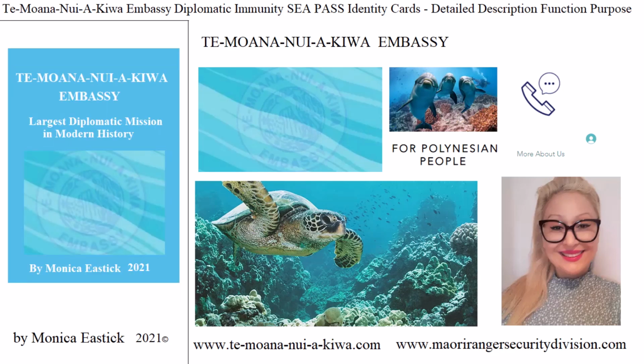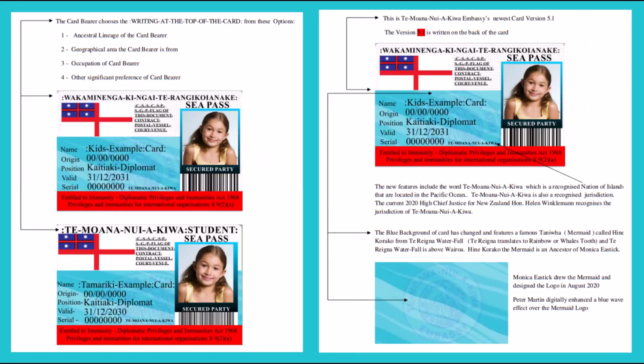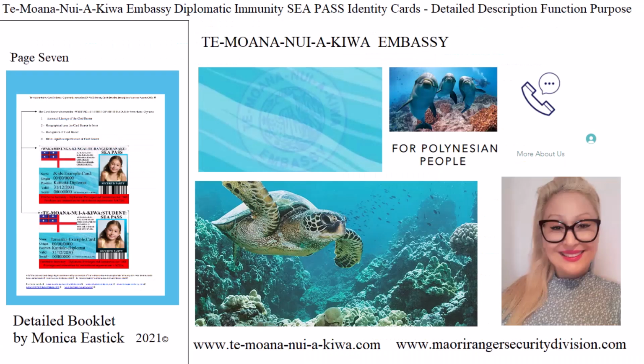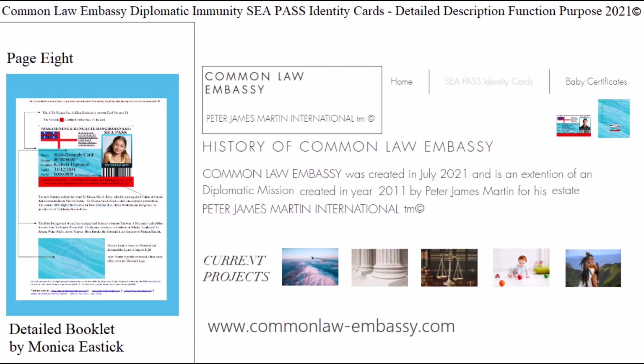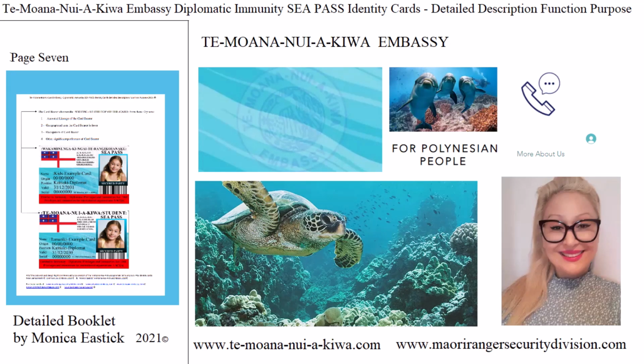Welcome to the Common Law Embassy Diplomatic Community C-Pass Identity Cards Detailed Description, Function and Purpose booklet designed by Monica Eastick for Common Law Embassy, Peter James Martin and Peter James Martin International, and Te-Moana-Nui-A-Kiwa Embassy.